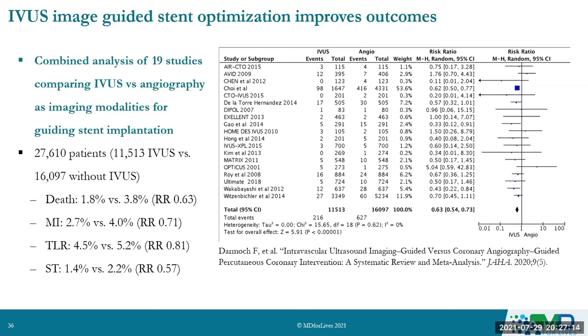So patients in whom intravascular imaging was used to guide PCI had a 37% lower chance of being dead at that time horizon. There was a lower chance of myocardial infarction, target lesion revascularization, including in-stent restenosis and stent thrombosis, all of which were statistically significant, and the order of magnitude of the effect was pretty good.